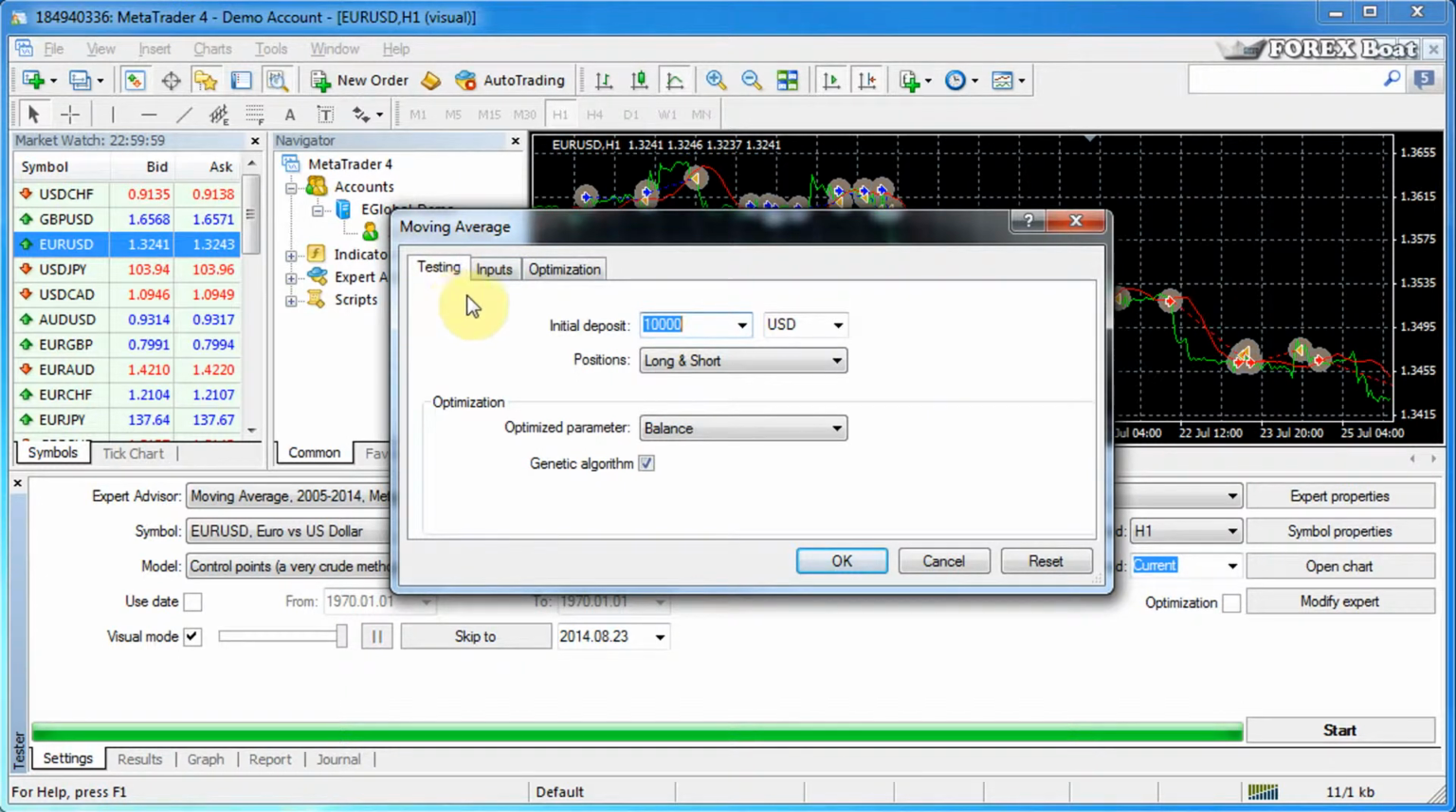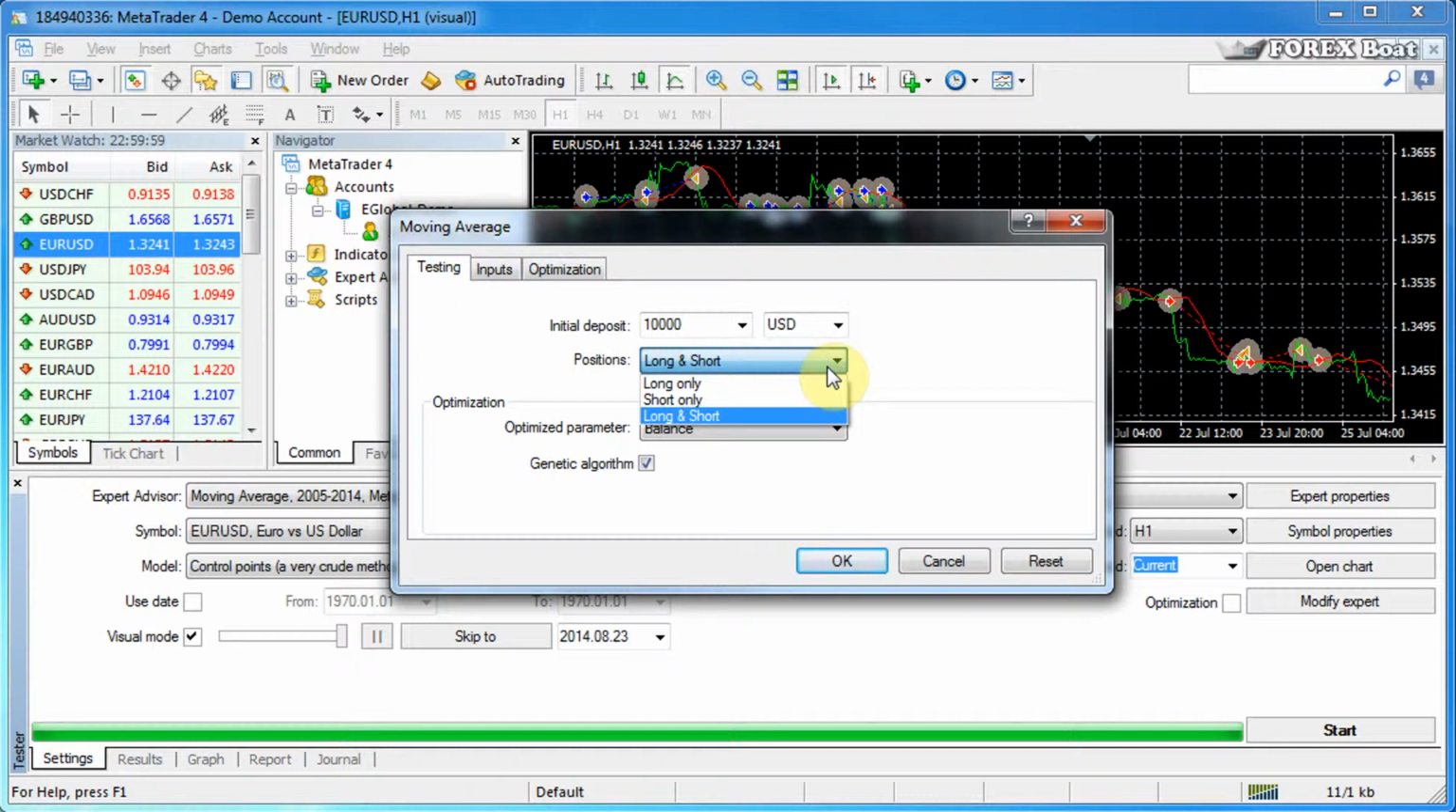In the testing tab, you can see some controls which are responsible for the overall test parameters. So they're not specific to the expert advisor. You'll see that these controls are the same regardless of which expert advisor you're testing. And here you can set the starting deposit, which means the balance on your account at the start of the test, and the account currency. Usually people set the account currency to match the currency on their actual real live trading account.